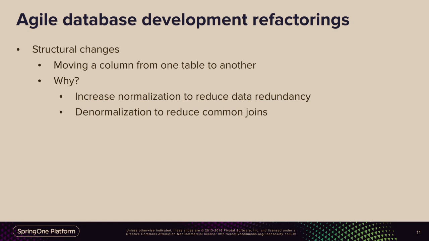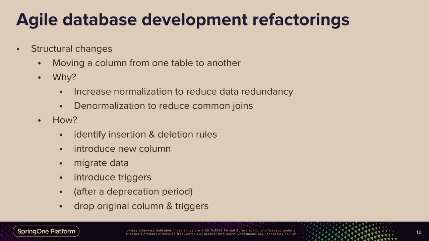You might need to move a column from one table to another. You might do this to increase the normalization and reduce your data redundancy, or there might be a use case where you need to denormalize and remove a common join to speed up your code. So before you start, you'll need to identify your insertion and deletion rules.